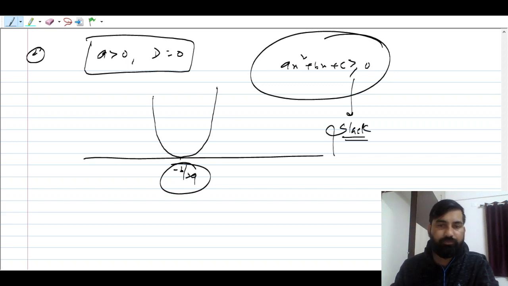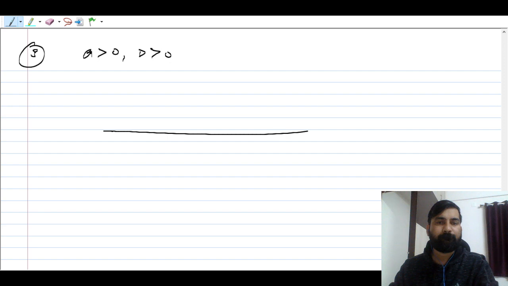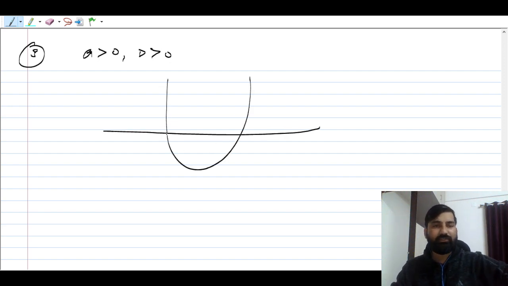ठीक है, this is very very important to keep in mind. Okay, and suppose your d is positive and a is also positive. तीसरे में क्या आएगा? a is greater than 0 and d is also greater than 0. So in this case what you can say, your parabola is going to be like this, and your quadratic expression is going to cut the x-axis at 2 points.